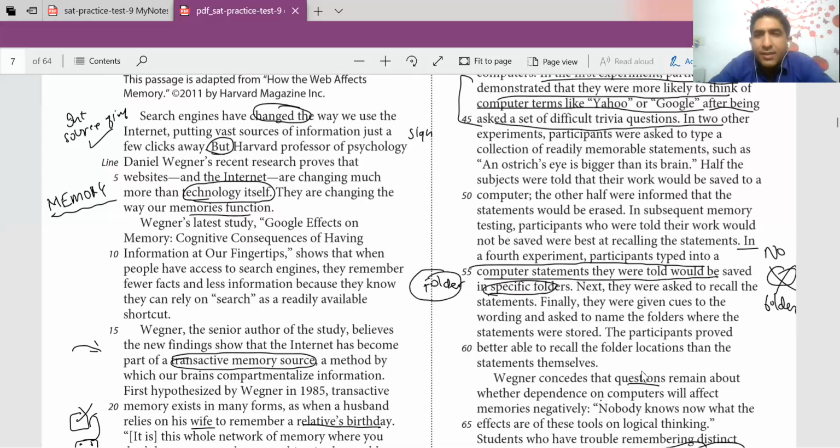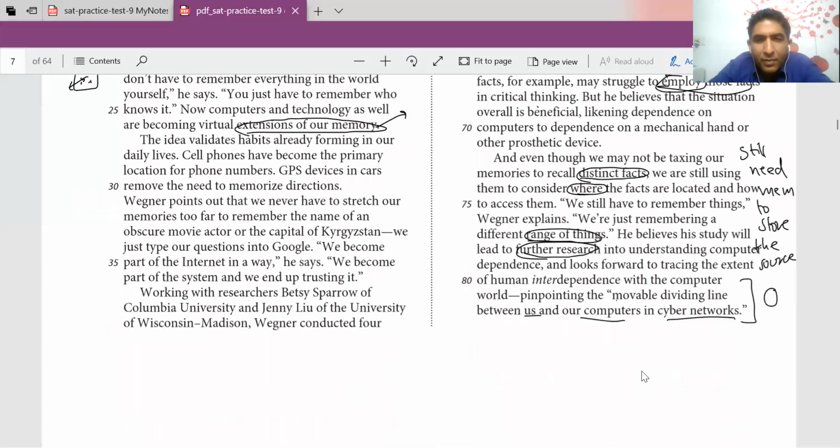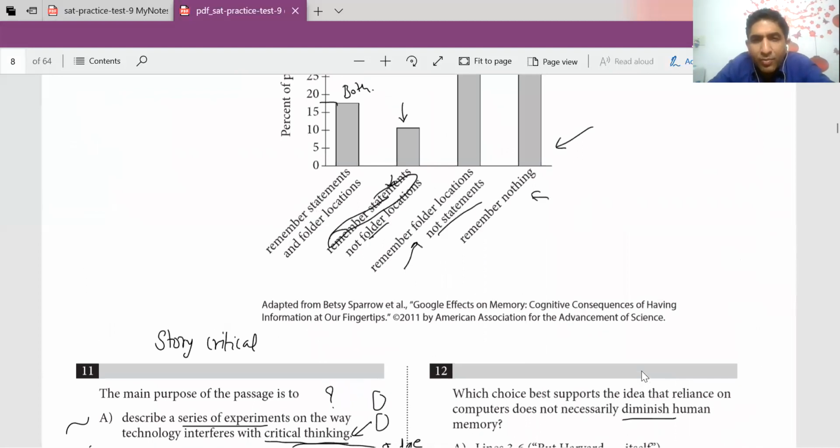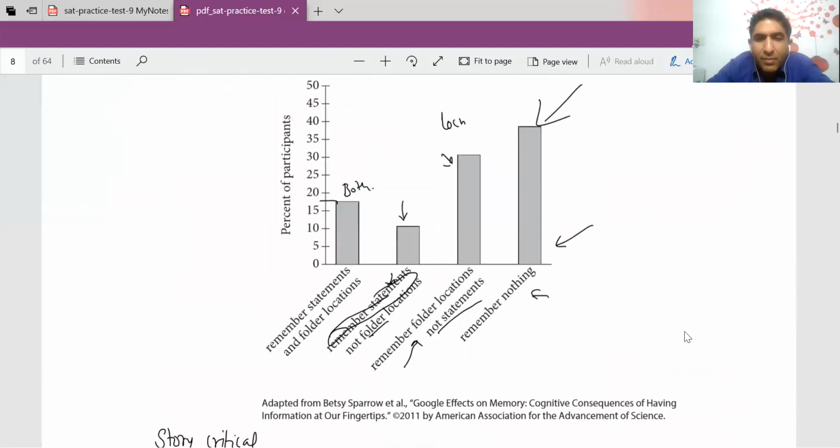So basically they have done an experiment. To half the people they said that we would be able to tell you the source where it is saved, and to others they said that we are not storing it. So the group that was told that we will not store the information remembered it. But then the question remains, the biggest group in the graph. What is the reason that they remember nothing?